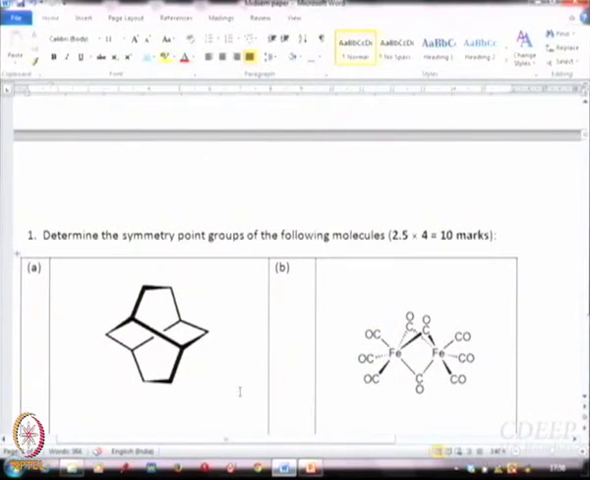Sure. What is this molecule called, by the way? Do we know? It's called a twistane. So you can see the twist, right? It's full of twists. Yes, it's a twistane. All right, so these are the two C2 axes. Any other symmetry operation, symmetry element? No. Okay, so how many marks are there for this?